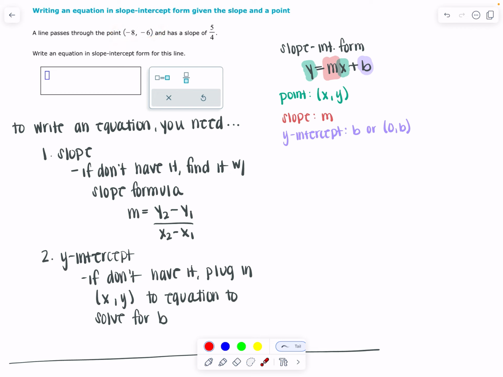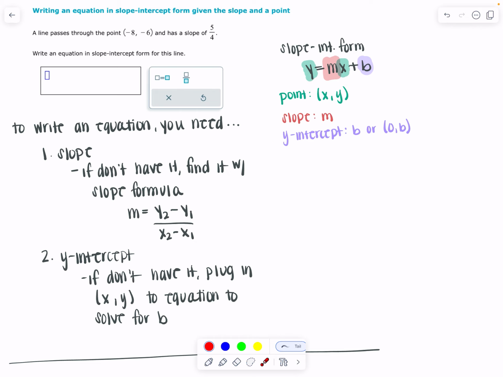What I need to do is take those two pieces of information and translate them into slope-intercept form, y equals mx plus b. So I just broke down what all of these parts are. (x, y) is the point, the slope is m, and the y-intercept is b, or the point (0, b).